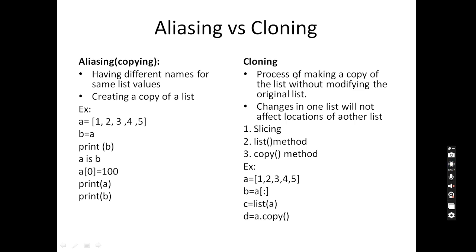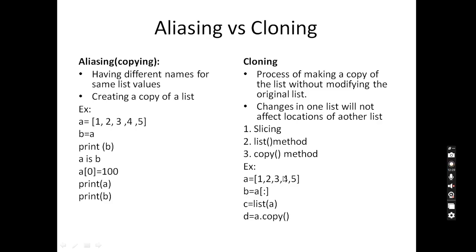Cloning is nothing but the process of making a copy of a list without modifying the original list. We don't modify anything in the original list here. If we change one list, it will not affect the other list. Cloning can be done in three methods: one is slicing, next is using the list method, and another is using the copy method here.